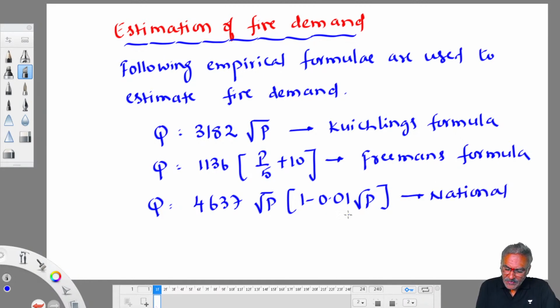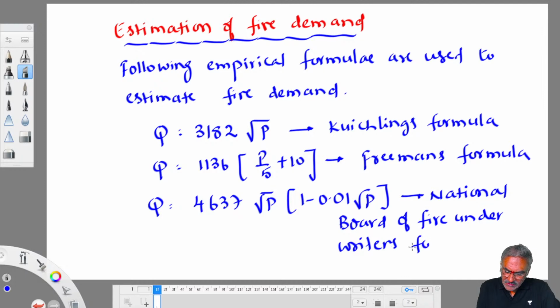This is an insurance company in the US. So if you want to claim the damages during fire accidents, there must be a provision made using this formula. The National Board of Fire Underwriters formula should be used in estimating the fire demand, then only your claims are entertained, otherwise they don't entertain. Q is equal to 5663 root P. This is called Buston's formula.